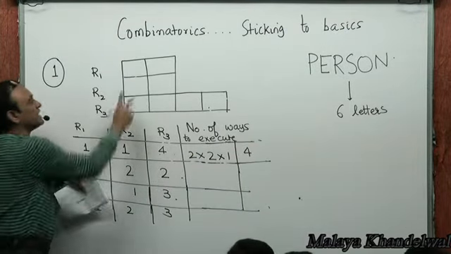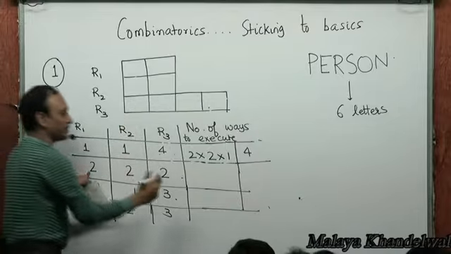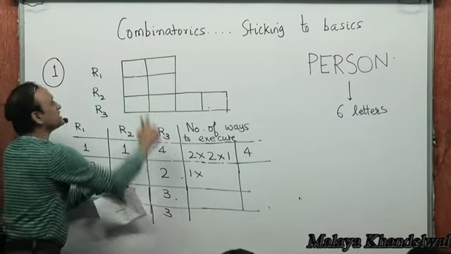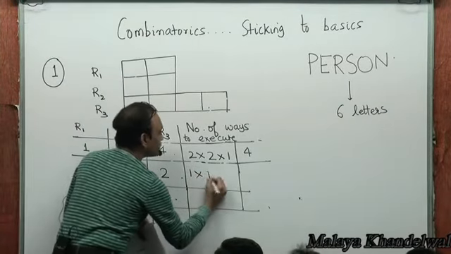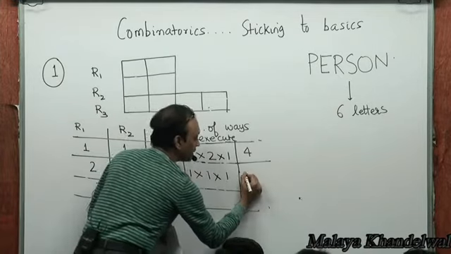Okay. 2 cells from row 1, in how many ways can I do that? 1 way. 2 cells from row 2, 1 way. 2 cells from row 3, 1 way. Yes or no?